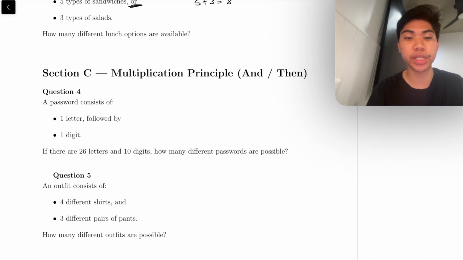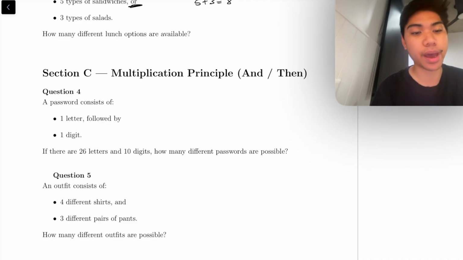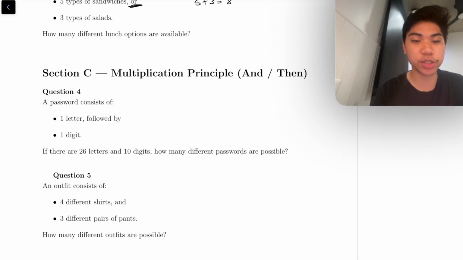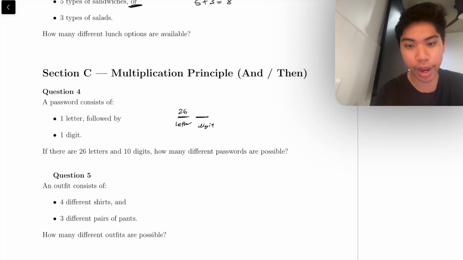So now section C, onto the multiplication principle. A password consists of 1 letter followed by 1 digit. If there are 26 letters and 10 digits, how many different passwords are possible? Well, in this case, we need to be using our multiplication principle, so multiplying. So imagine we have the first character as a letter, right? So this is our letter, and then the next character is a digit. Okay, we have 26 possible letters, right?